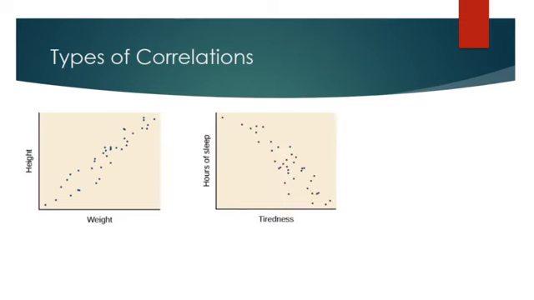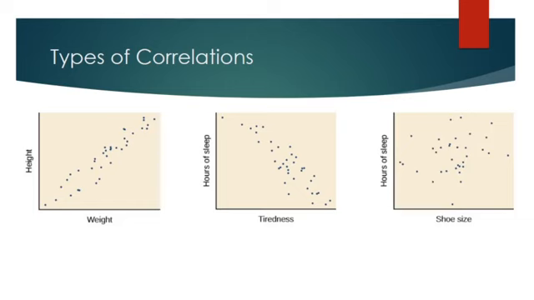Amount of sleep and feelings of tiredness are negatively correlated. Here, we find as one decreases, the other increases. Thus, it is a relationship of opposites, so to speak. At other times, no relationship exists between two variables, such as amount of sleep and shoe size.